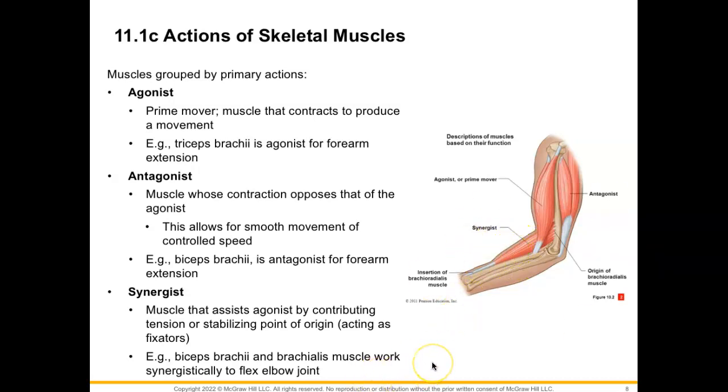I want to make it clear what the term fixator is used for. We are going to have certain muscles that will help to stabilize the agonist by preventing movement at a joint. So a good example of this would be maybe your rhomboids in your back, holding that scapula in place while you perform some type of arm movement.